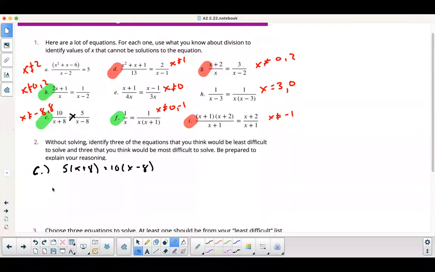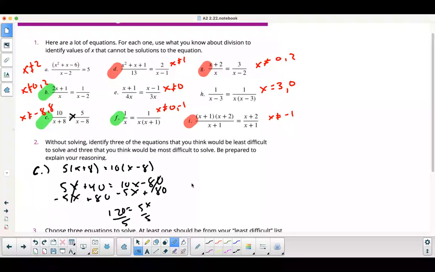All right, so let's go ahead and distribute this. I get 5x plus 40 equals 10x minus 80. Let's move the 5x over to the right. Let's add 80 to both sides. 120 equals 5x, divide by 5. Okay. And then you want to plug it back in. Make sure you don't get a 0 in the denominator, which 24 plus 8 is 32, so we're good. 24 minus 8 is 16.